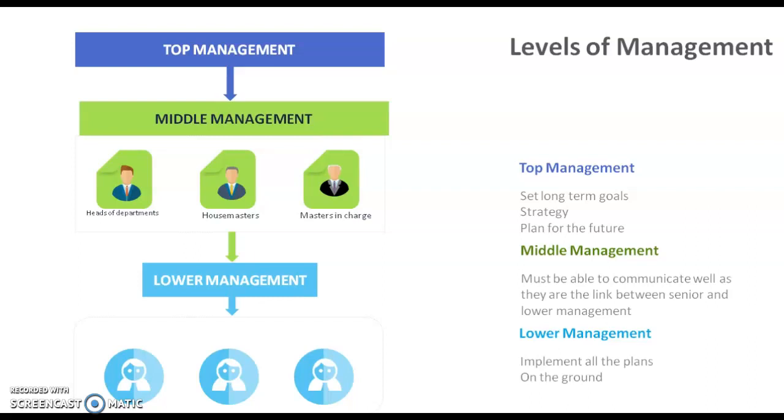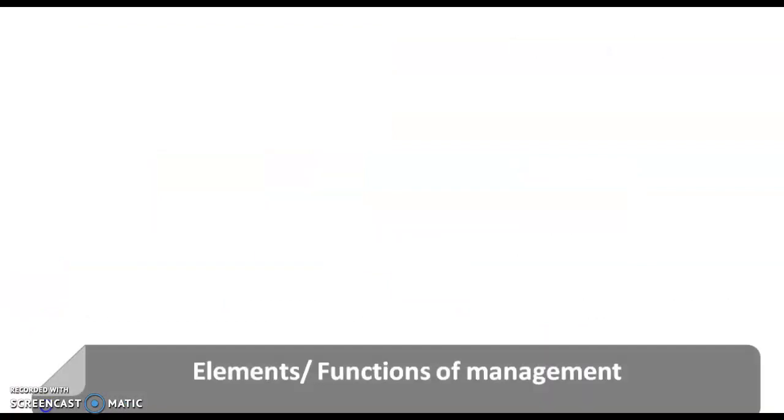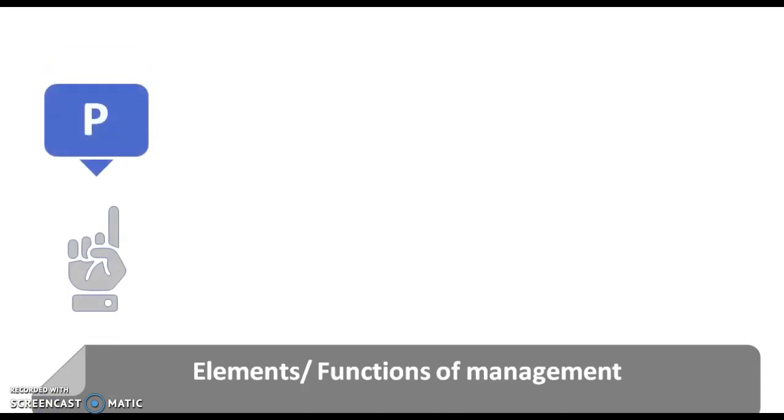Middle management, however, needs to be able to communicate between top and lower management. It's very important that they have good communication skills. They also are responsible for ensuring that they interpret the plans that top management gives them and put systems in place. So this follows down to the lower management. Lower management then have to take these systems and these plans that middle management has put together and make sure that they actually happen.